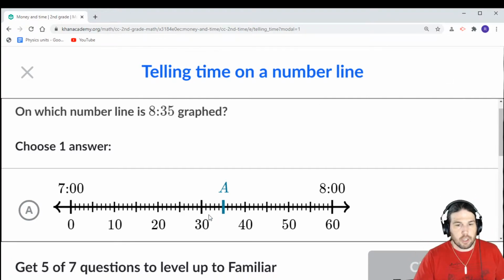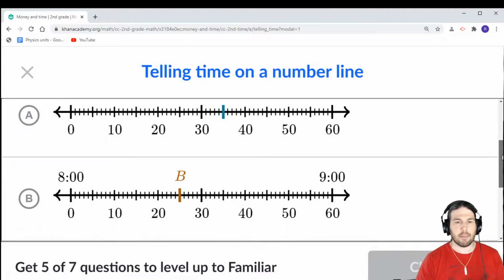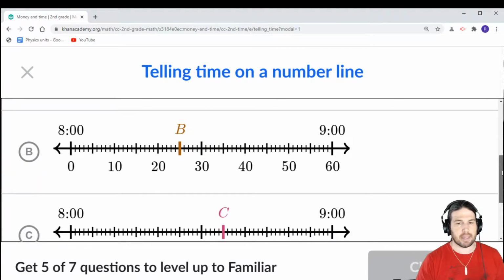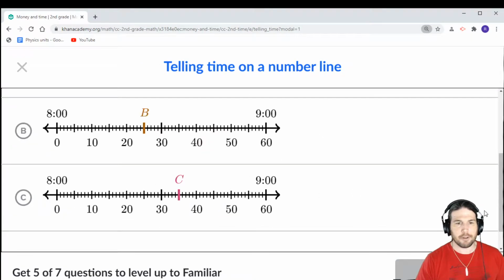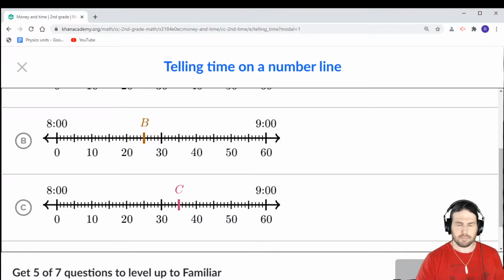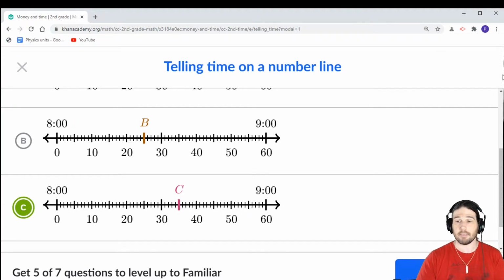So each of these little lines is going to represent 1 minute. If I'm looking for 8:35, that's going to be almost right in the middle of 8 p.m. and 9 p.m. So I'm going to say it's either B or C. And again, so long as you keep in mind that we are counting left to right, you can tell that C is 8:30, 8:31, 32, 33, 34. This is 8:35 here. It's C.